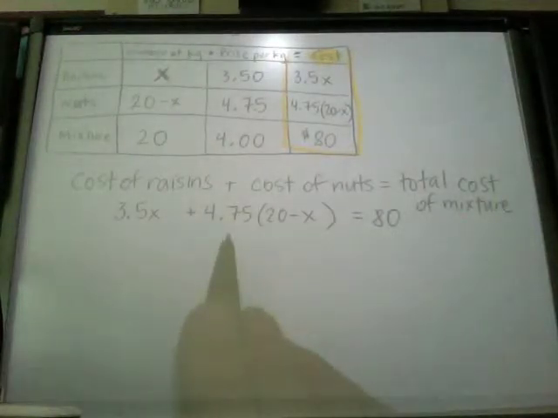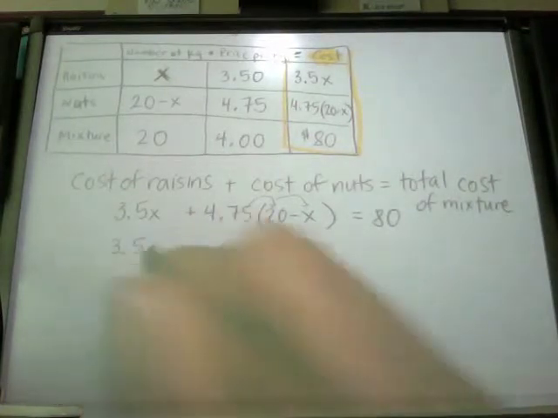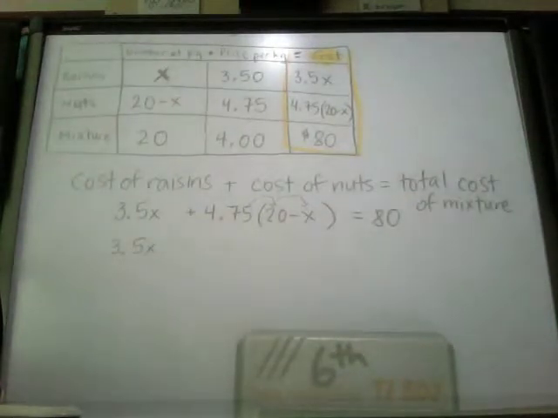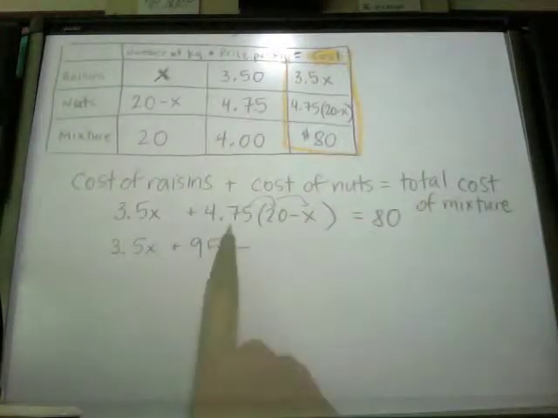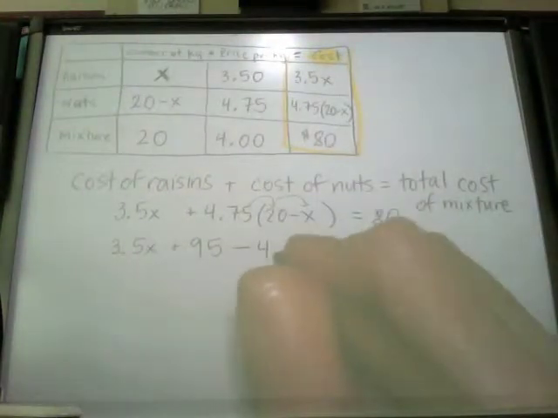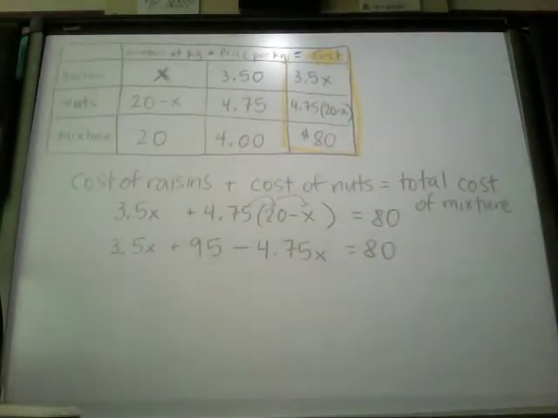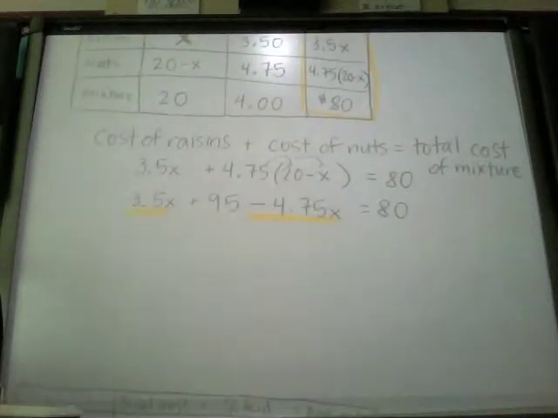Now, let's go ahead and distribute in here. 3.5x can stay. 4.75 times 20, I get 95. Minus 4.75 times X, 4.75x equals 80. So now we just start solving. I distribute first. Then I start to look for like terms. My like terms are the 3.5x minus 4.75x.